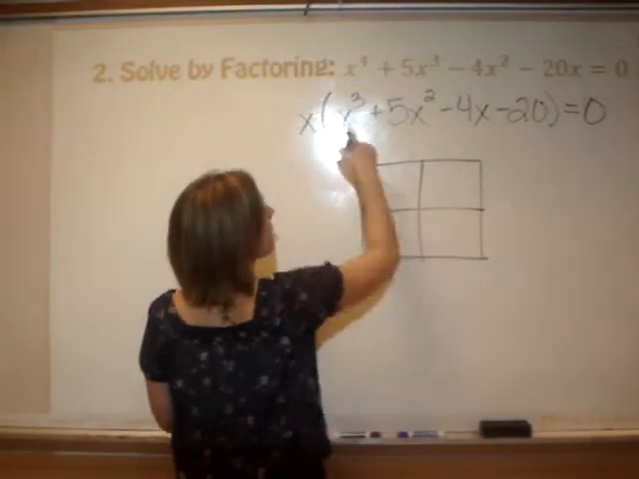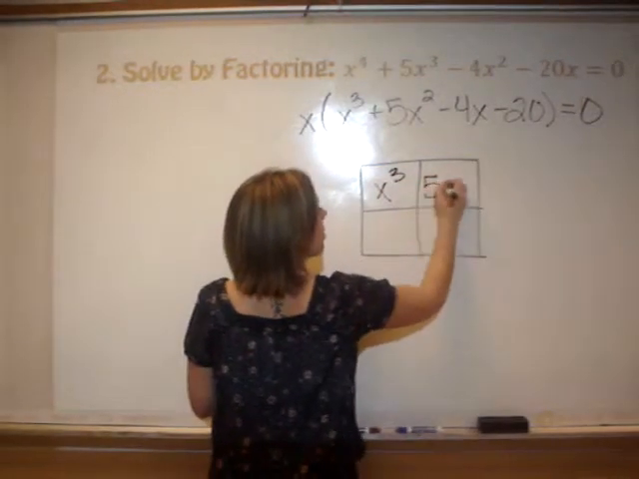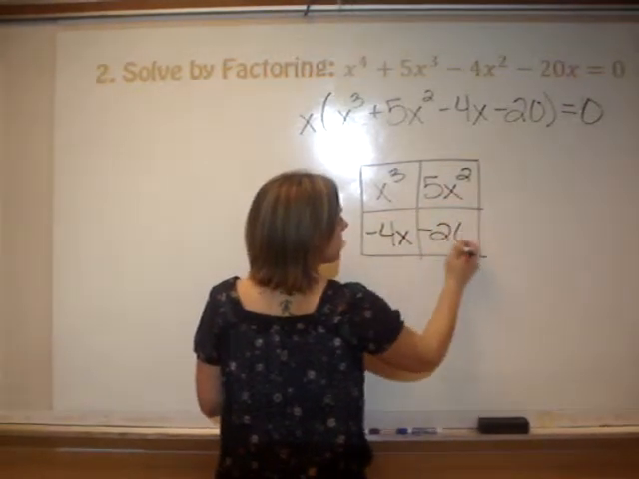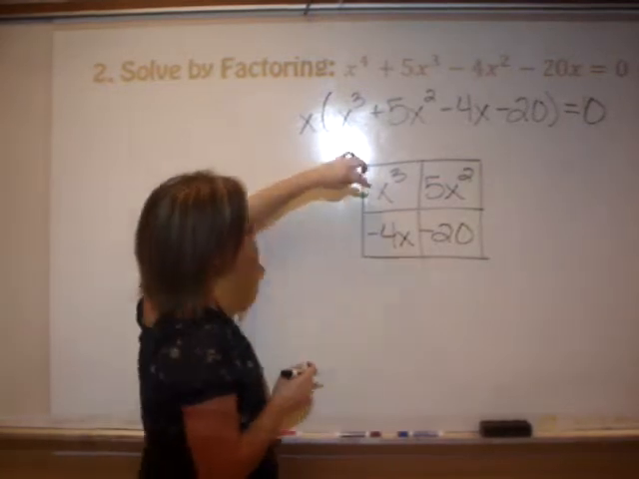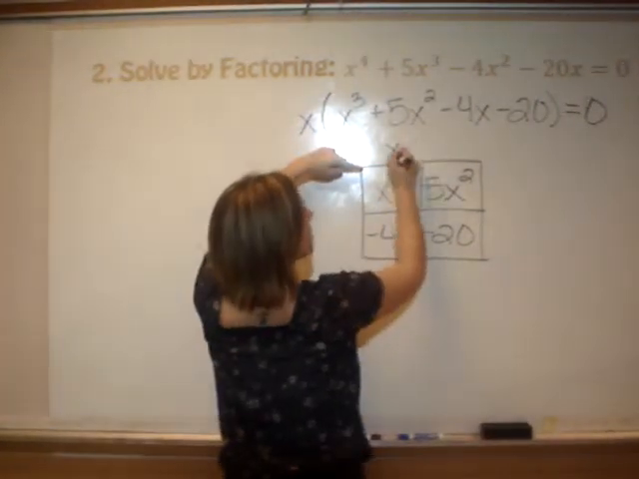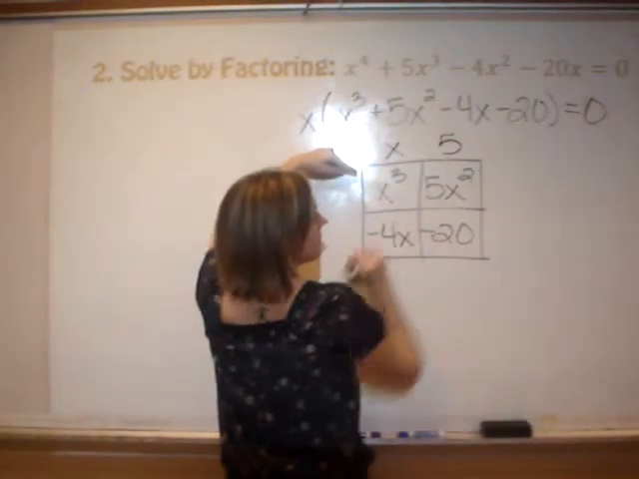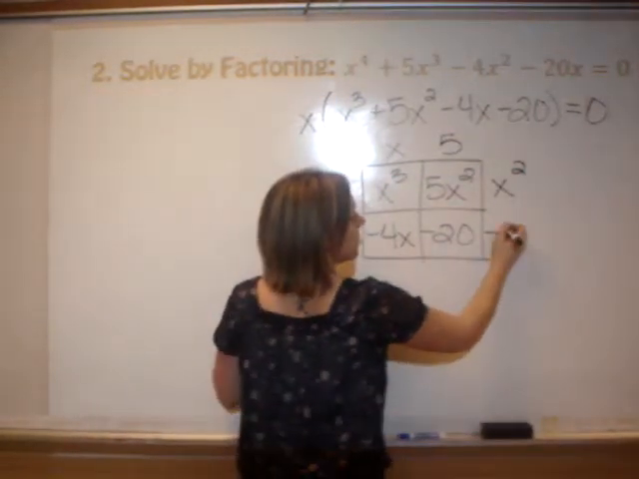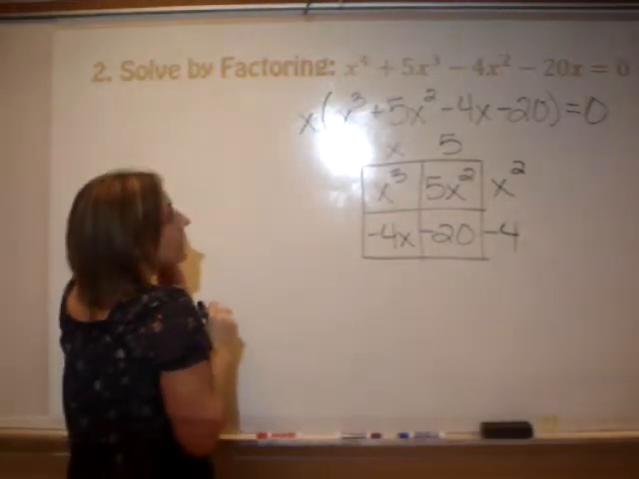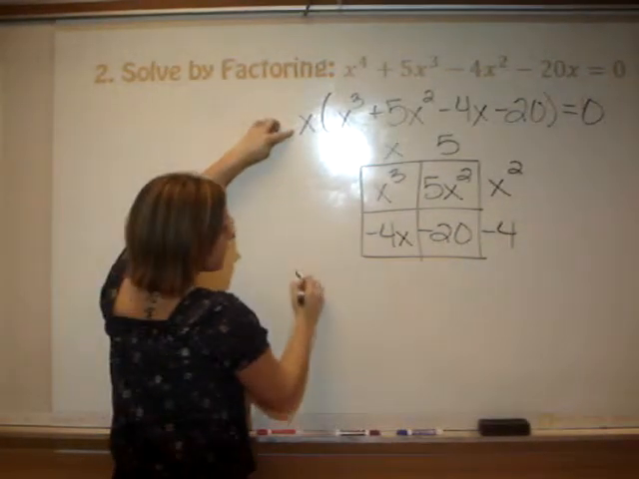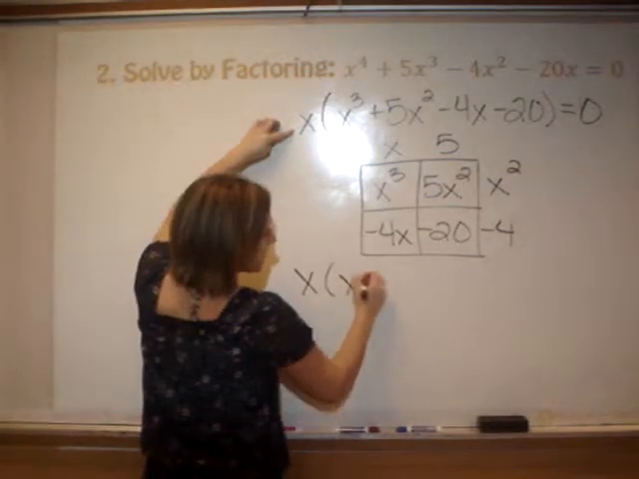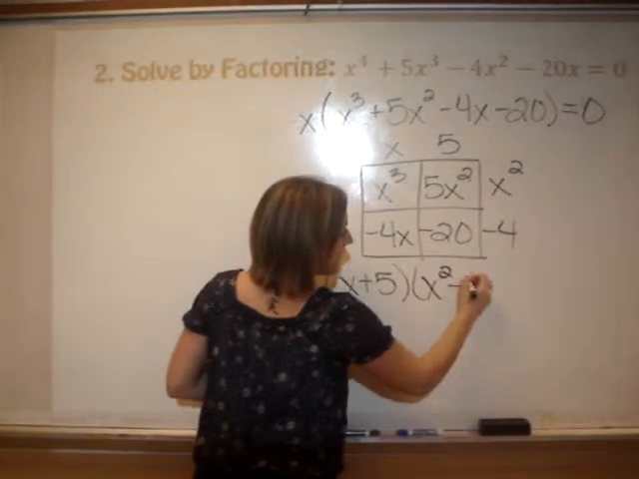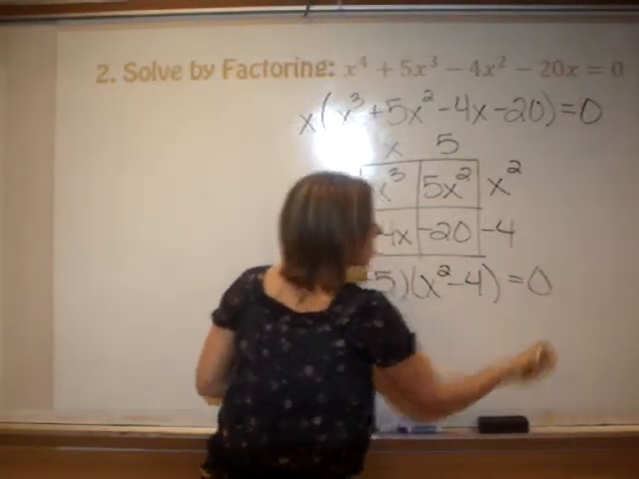Just put them in order. X cubed, 5x squared, minus 4x, minus 20. All right, the GCF as we go up the columns is an x and a 5. And then a GCF as we go down the rows is an x squared and a negative 4. So far we have our x from the GCF, we have an x plus 5, and we have an x squared minus 4. And all of them equal 0.